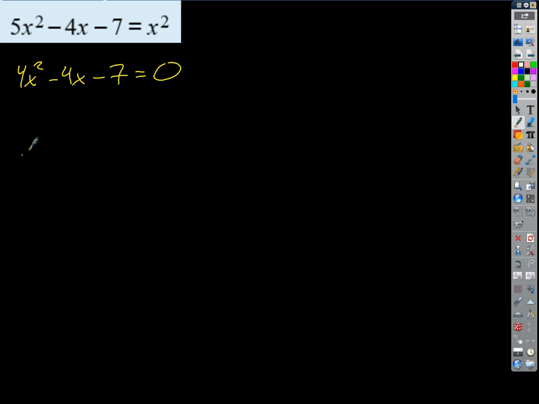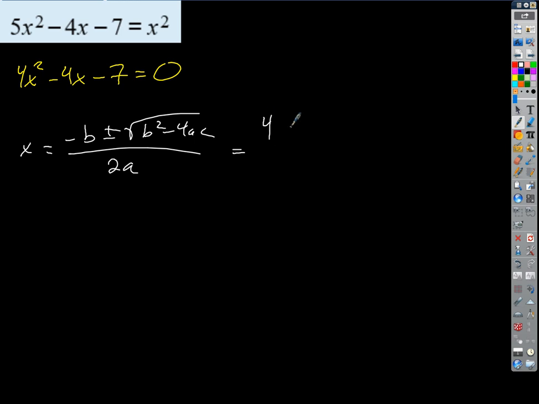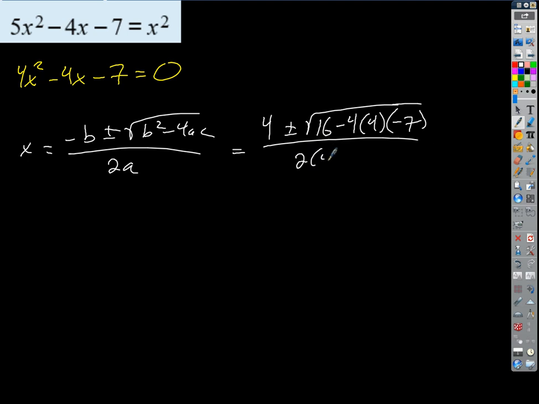We're going to get x equals negative b, right? So what's that? 4 and 4. I'm going to write it out real quick. So we get negative b would be positive 4, right? Plus or minus the square root, what's b squared? 16. Minus 4 times negative 7, good. All divided by 2 times 4, which would be 8.